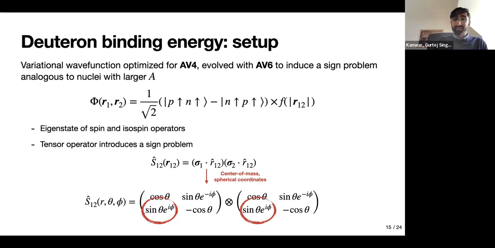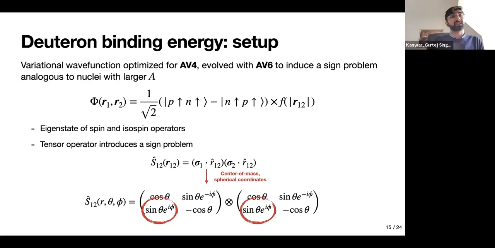But this problem is too easy somehow, because even working with the AV6 potential, if we optimize a variational wave function that's tuned for the AV6 potential, you are basically already converged to the right binding energy. After a few time steps, you really get a very accurate result. And so there's no regime where you would be interested in going to large imaginary time evolution.